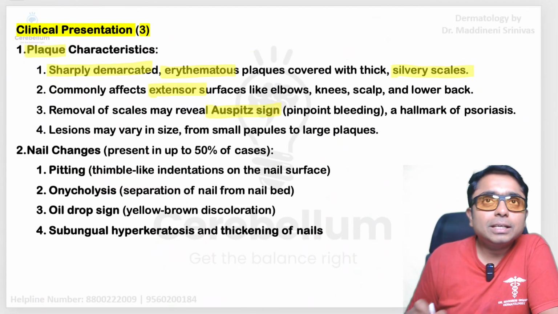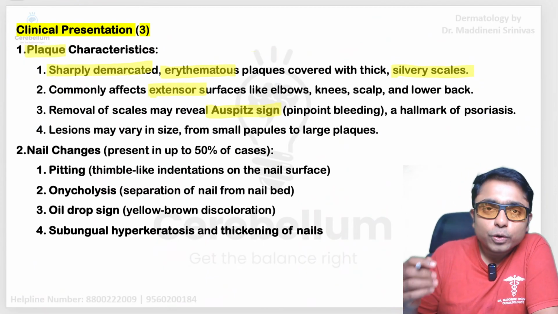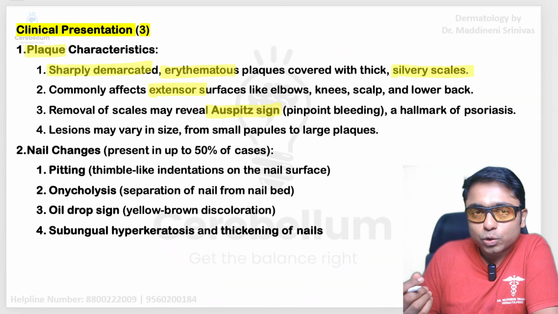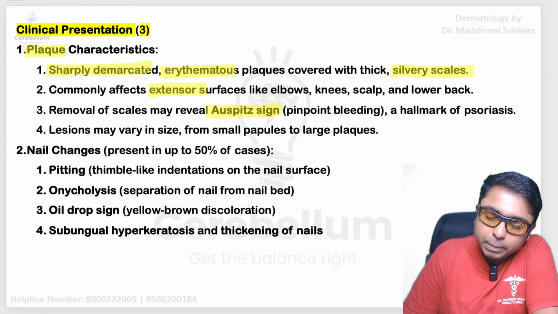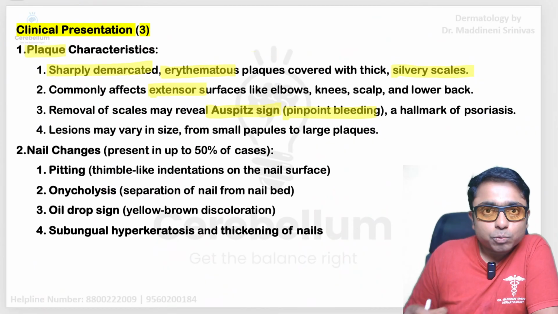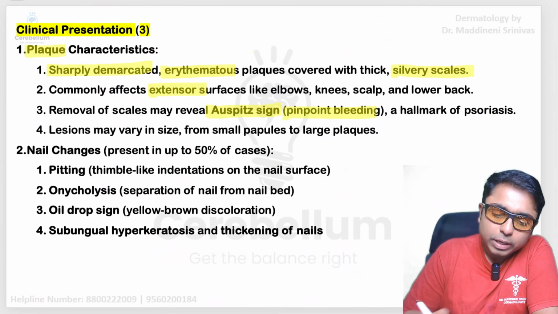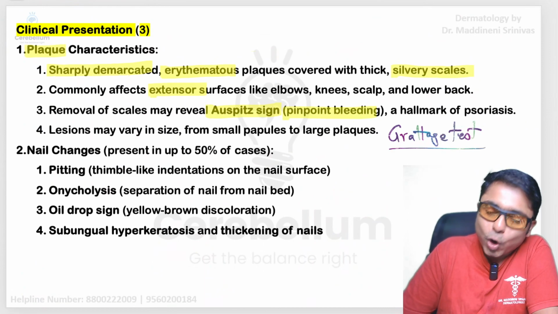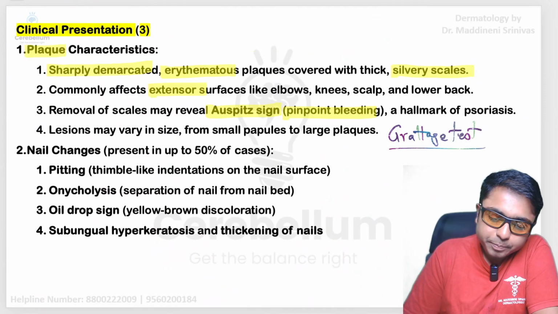And there is one important sign which is called as Auspitz sign. So when you try to remove the scales which are present, there is going to be ultimately pinpoint bleeding which will be noted. This is what is called as Auspitz sign, or you can also write it as Grattage test. And this is a hallmark for the psoriasis vulgaris.